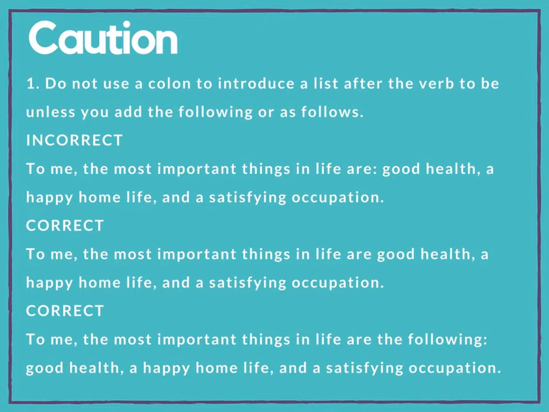Caution: do not use a colon to introduce a list after the verb to be, unless you need the following or as follows. Incorrect: To me, the most important things in life are: good health, a happy home life, and a satisfying occupation. Correct: To me, the most important things in life are good health, a happy home life, and a satisfying occupation. Correct: To me, the most important things in life are the following: good health, a happy home life, and a satisfying occupation.